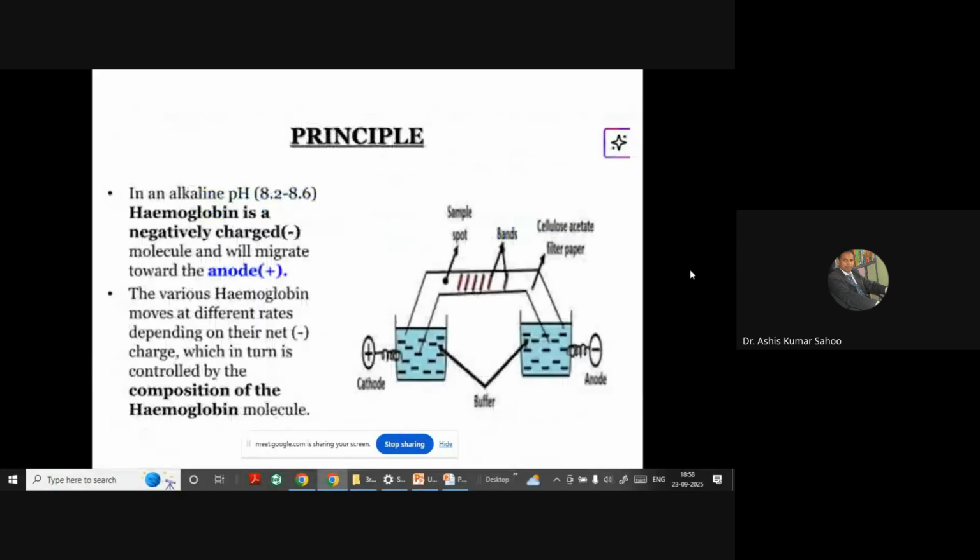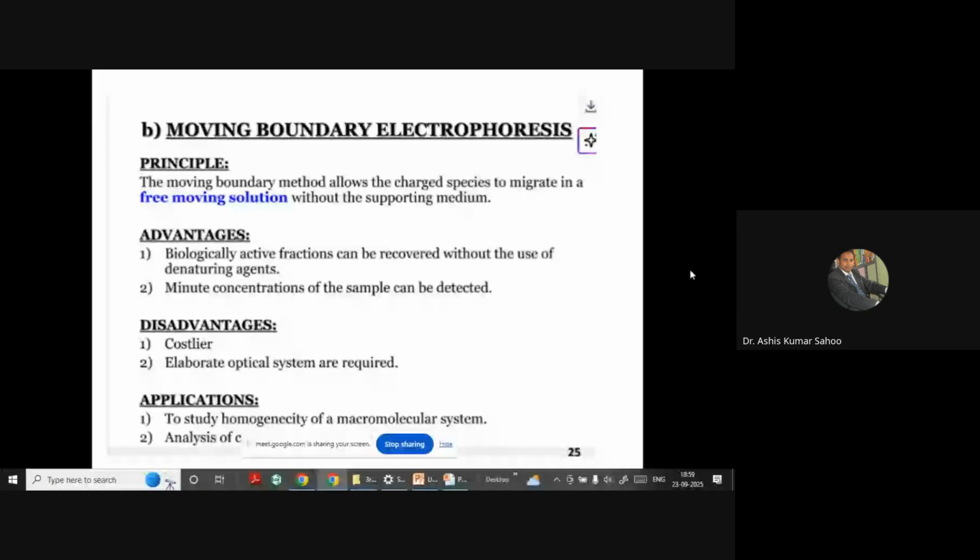Principle. In this, an alkaline pH will be taken. So the upper solution will be taken, and one unknown cation will be there. At the same alkaline pH, hemoglobin, being a negatively charged molecule, will migrate towards the anode. These hemoglobins move at different rates depending on their nature, which is controlled by the moving boundary properties. The moving boundary method allows the charged species to migrate in a free moving surface without a supporting base. Biologically active proteins can be recovered. Minute concentrations of harmful substances can be detected.